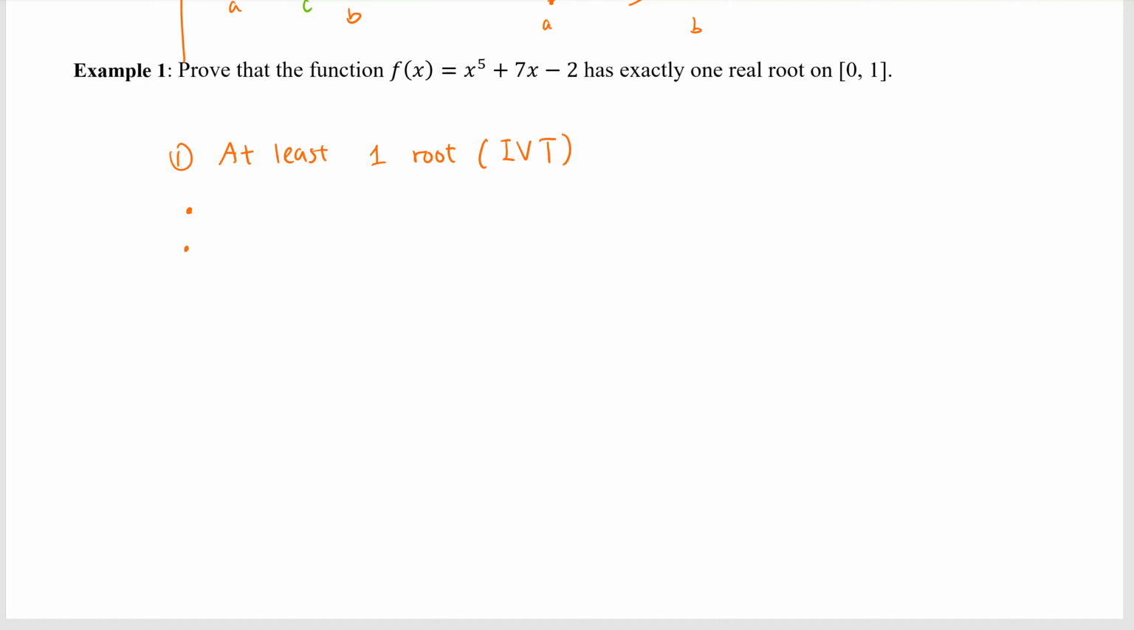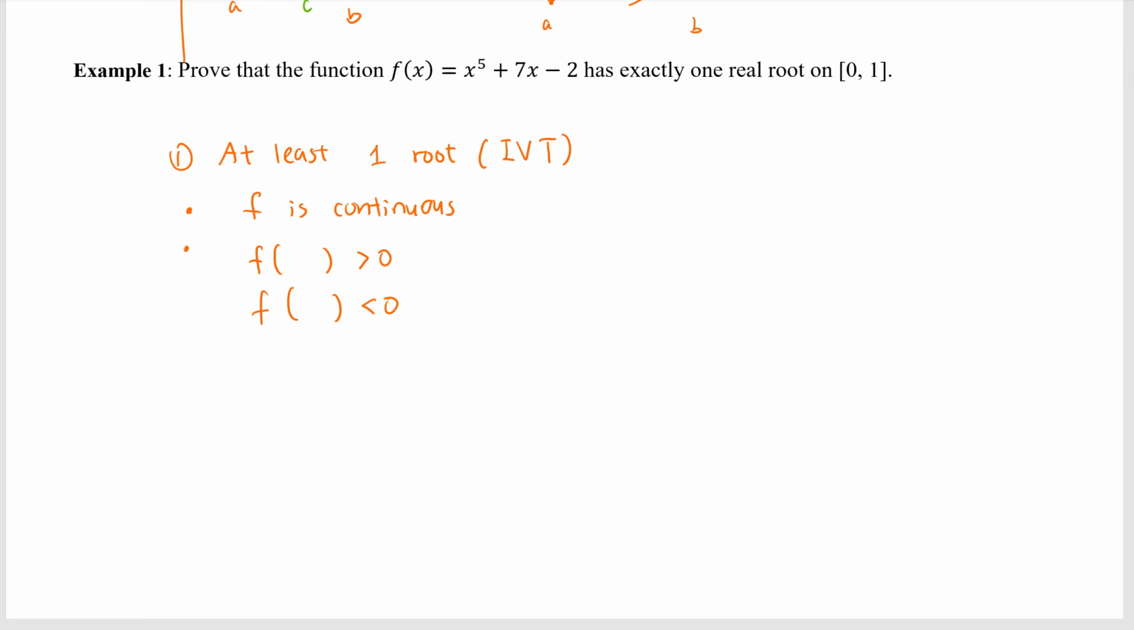So first, at least one root. First we want to check the hypothesis of the intermediate value theorem. Is f continuous? Yes, because f in this case is a polynomial. Polynomial is continuous everywhere. Second, we want to find a number such that f of that number is positive. We also want to find a number such that f of that number is negative. And because we were given an interval, it's natural to check the endpoints of this interval.